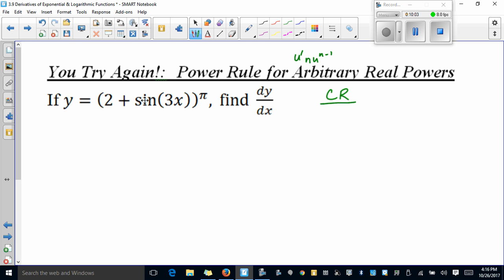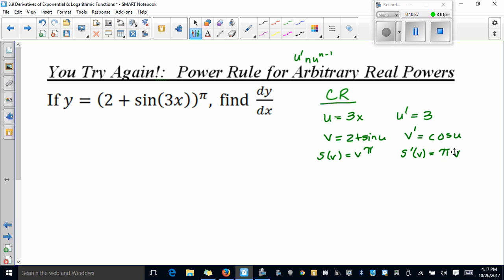So u is equal to 3x, u prime equals 3, v equals 2 plus sine of u. So v prime equals cosine of u. And then s of v equals v to the pi power. So s prime at v equals pi v to the pi minus 1. And all of this multiplied together will be your derivative.